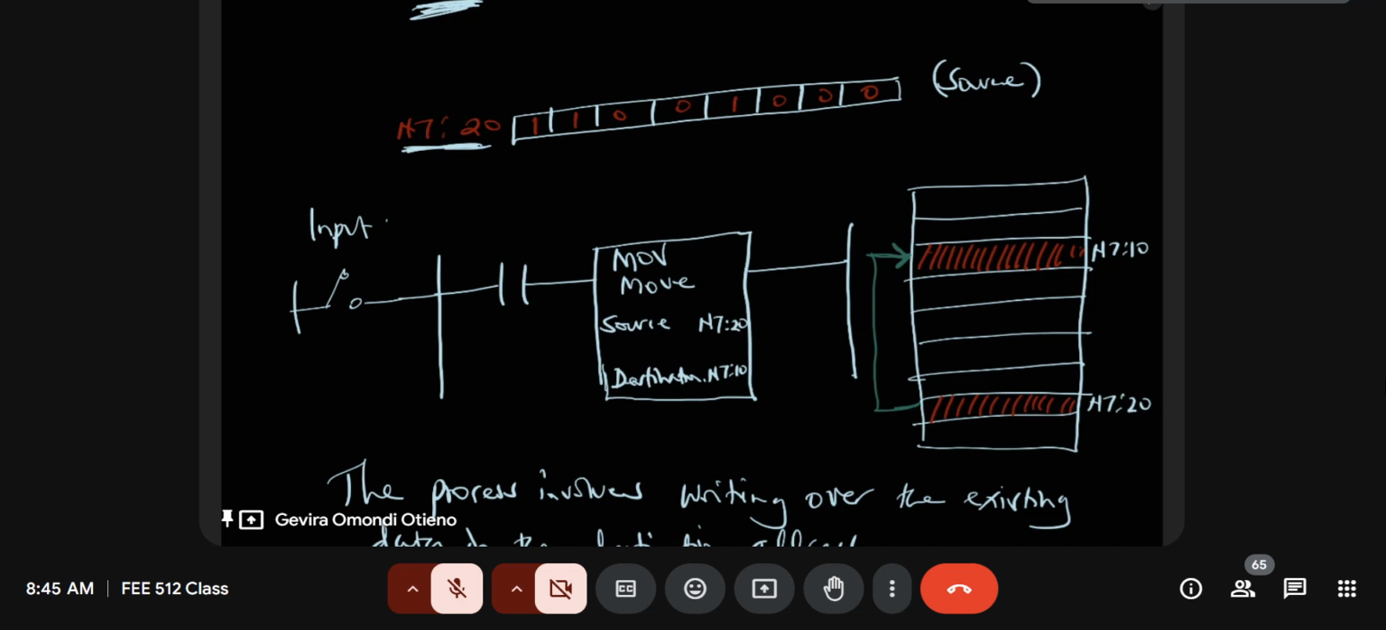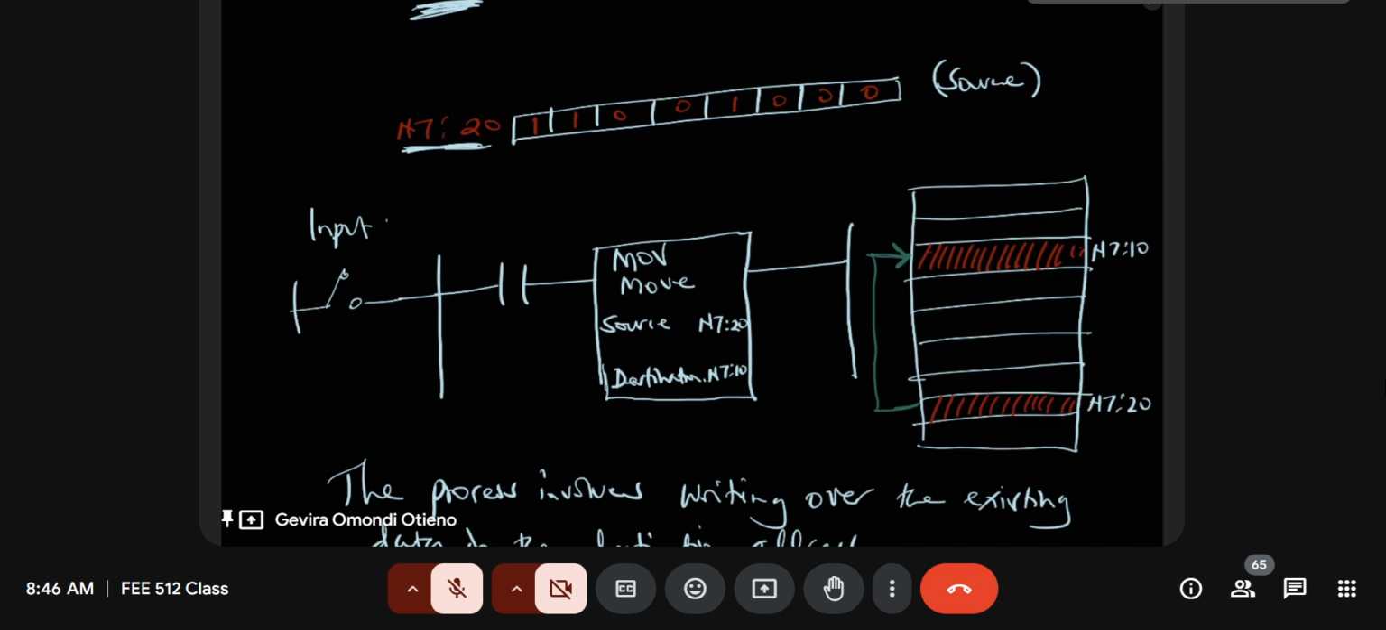Over the years, I've seen students thinking that because you're moving, it's like moving from one house to another, so the content in your previous house is transferred and there's nothing left behind. In a move operation, especially in data manipulation instructions, the source contents are retained. It is the destination address that is written over.